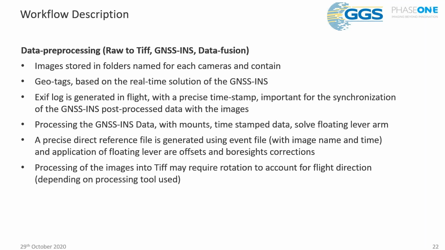Then comes the processing of the GNSS-INS data together with the mount data and the timestamp data, and also the solved lever arms, which is mainly done already by the calibration process. And the direct reference is received when we use the event file. So we typically use the EXIF log for each file container. So we have the image name and the exact time, and then we apply the floating lever arms, offsets, and of course a boresight correction. That way we receive the exact position and attitude parameters for each photograph. And this one can nicely be entered then into the processing pipeline.